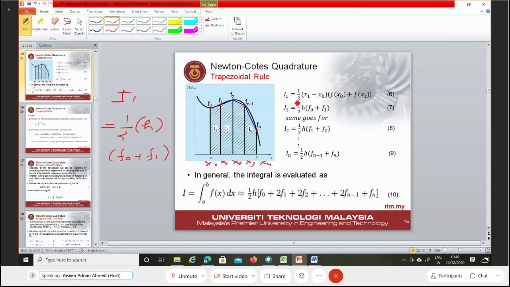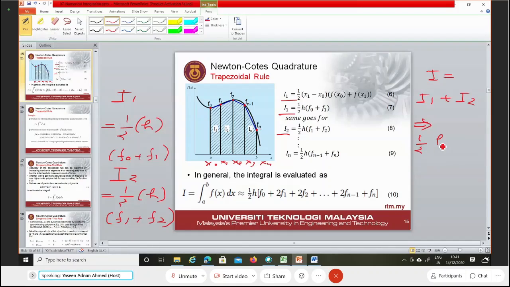So now if you have I1, I2, I3 and you want to sum up, what will you get? Okay, I just show you one simple example to make the general formula. This will be half of h, then this will be f1 plus f2, right? Let's consider I have only two strips, so I will be I1 plus I2. So if you sum up, what you will get? You will get half of h, then f naught plus 2f1 plus f2. So this is your total area.